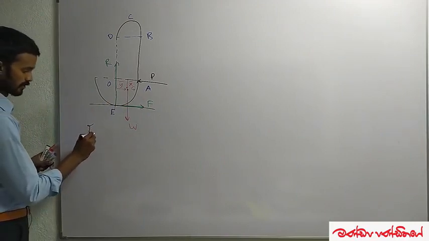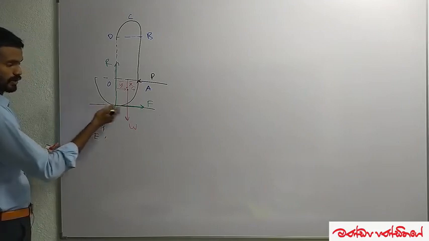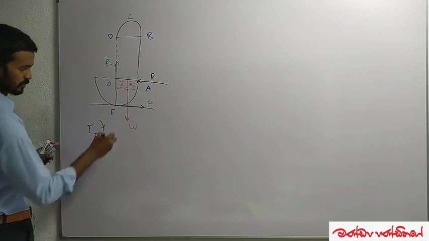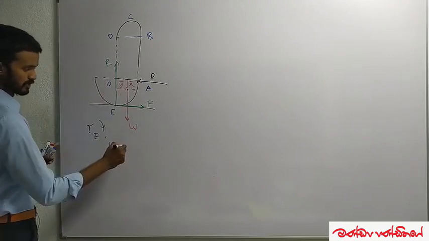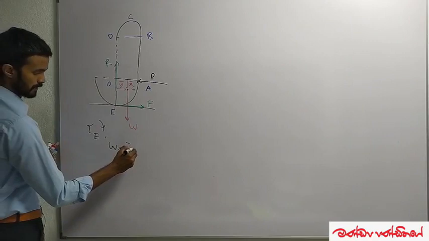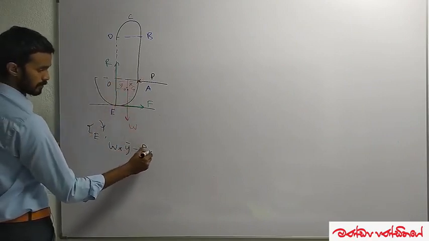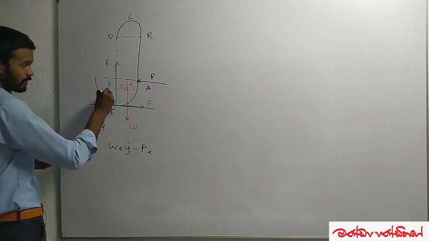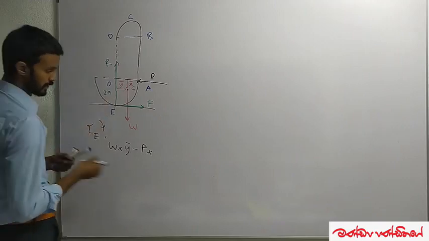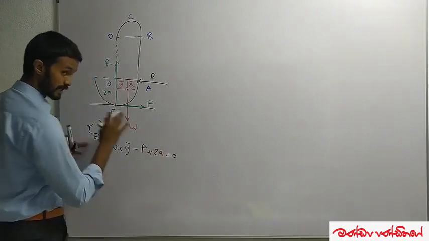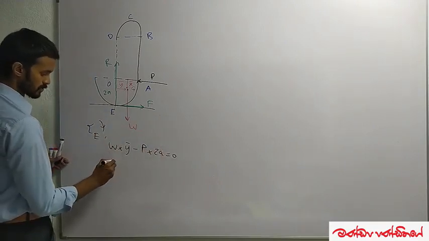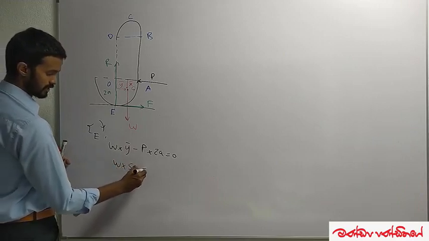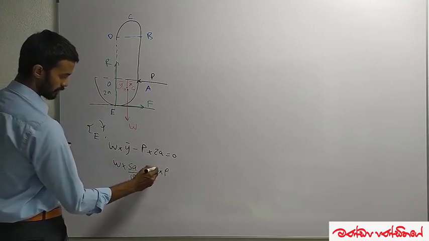I'm taking moments around E in the clockwise direction. F and R don't come in because those two forces go through E. So I get W into y bar, the perpendicular distance from E, minus P into the perpendicular distance, which is 2a, the radius of the hemisphere, equal to 0 because this is at equilibrium. So W into y bar, which we got as 5a over 19, is equal to P into 2a.